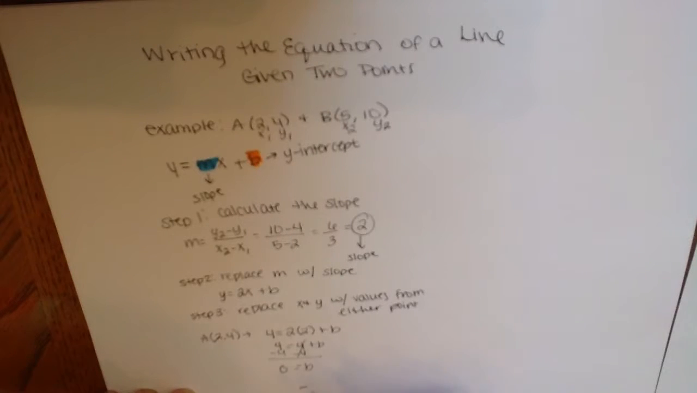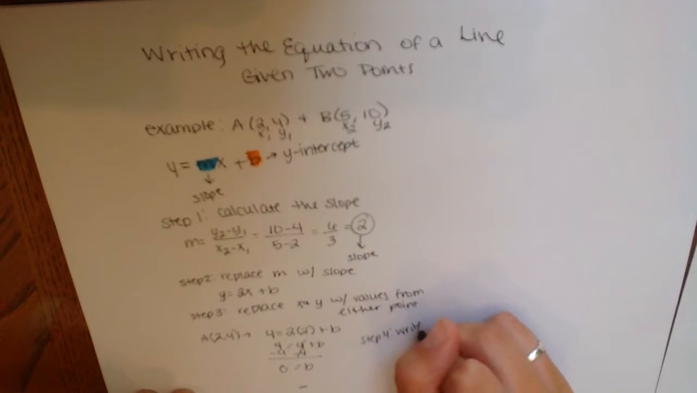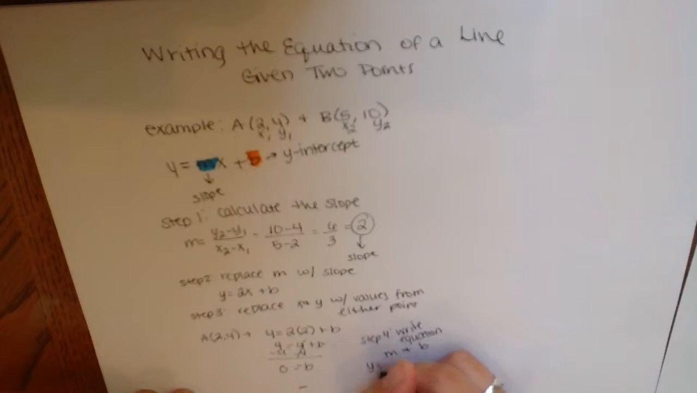So the final step is to write our equation with the slope and y-intercept. So y is equal to 2x plus 0, but we don't really need to write that part because it's understood that y is equal to 2x is the same as 2x plus 0. So there we have our equation.